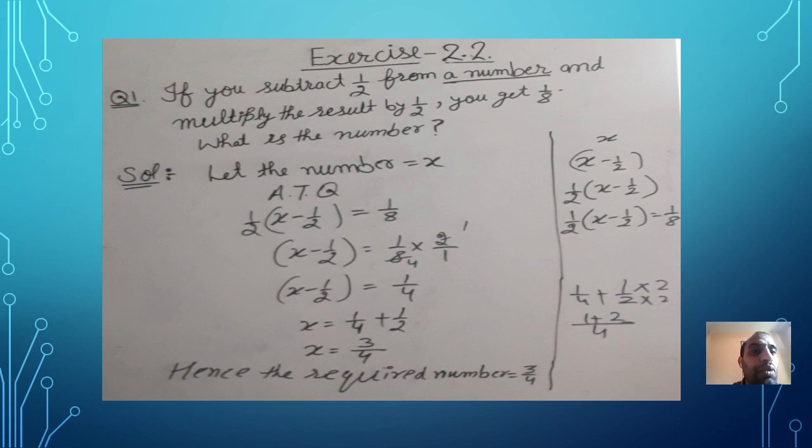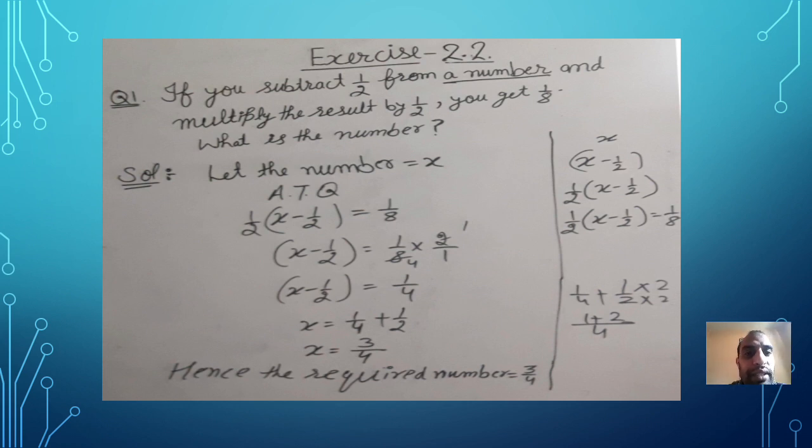So the first step is, if you subtract 1 upon 2 from a number, that means we are subtracting: x minus 1 upon 2. You can see in the rough area I have written 1 upon 2. Then what is the next step? And multiply the result by 1 upon 2. That means x minus 1 upon 2 we need to multiply by 1 upon 2. You can see in the second step I did 1 upon 2 into x minus 1 upon 2. Then third, you will get 1 upon 8. Now see the third line: 1 upon 2 into x minus 1 upon 2 is equal to 1 upon 8.